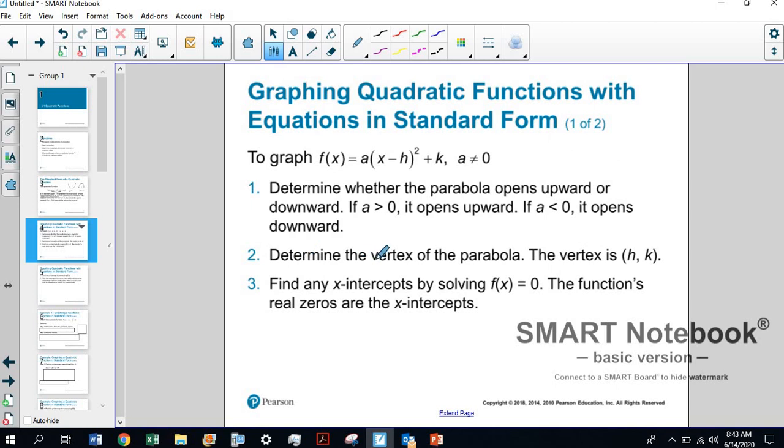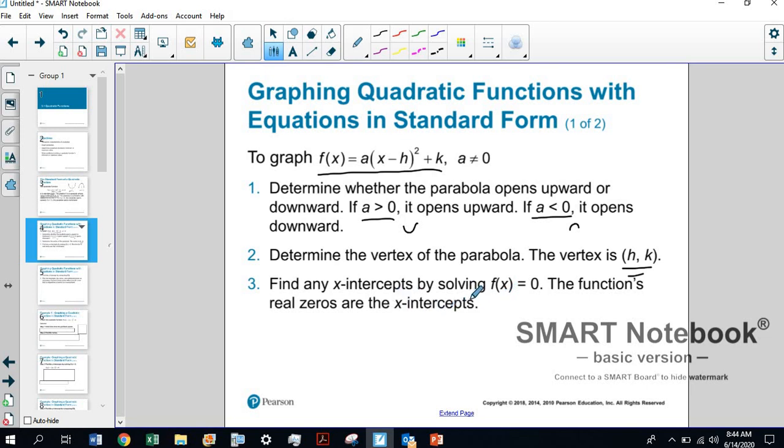Here are the steps that we're going to use in our example. If you want to graph a parabola in standard form, then you determine by looking at a whether it opens up or down. Just make a little note to yourself: it opens up, opens down. Read off the vertex. Remember that it's x minus h plus k, so the sign here is the opposite and the sign here is the same as what you're given.